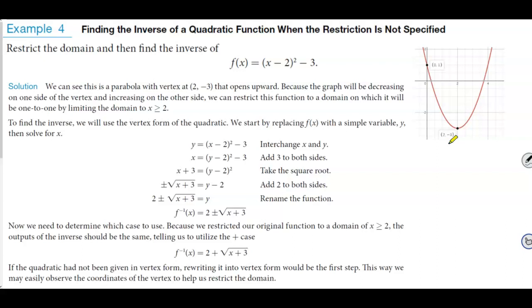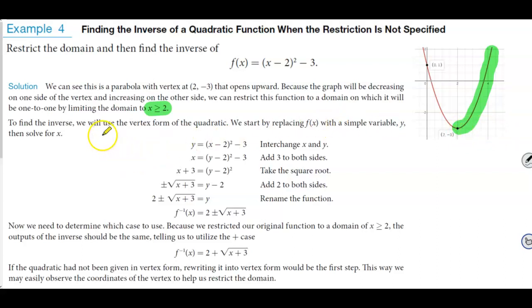We can see that this is a parabola with a vertex at (2, −3) that opens upward. Because the graph will be decreasing on one side of the vertex and increasing on the other side, we can restrict this function to a domain on which it will be a one-to-one function by limiting the domain to where x is greater than or equal to 2. So that means we're only going to look at half of this graph so that it becomes a one-to-one function, and this is where x is greater than or equal to 2.